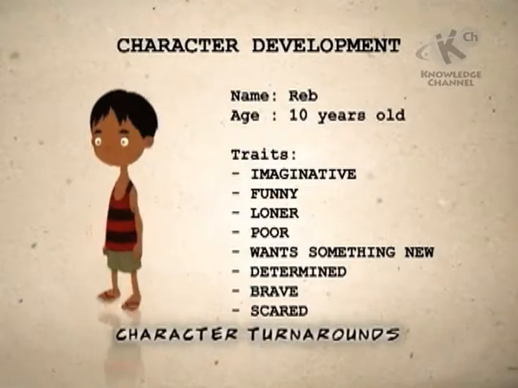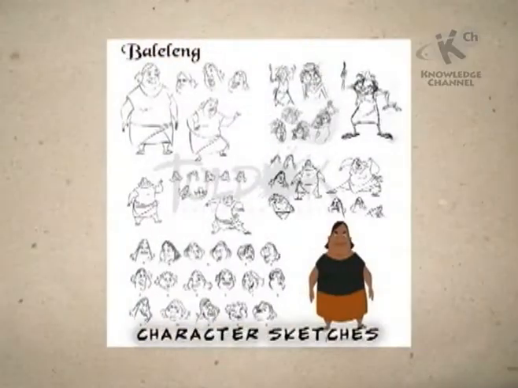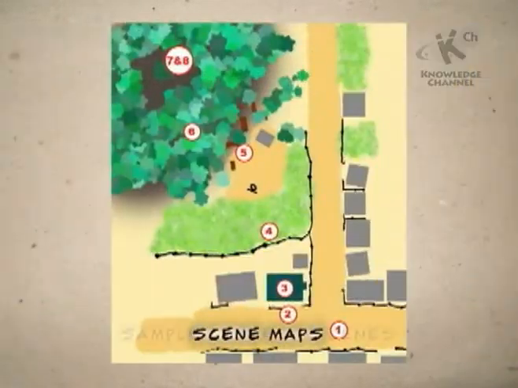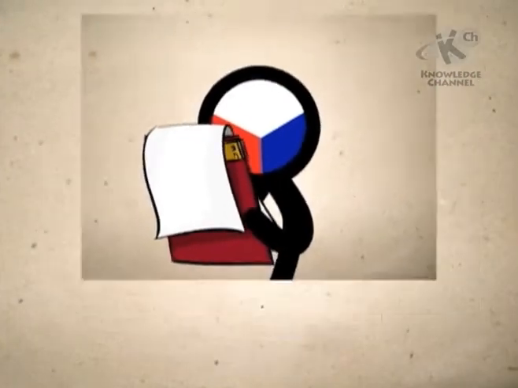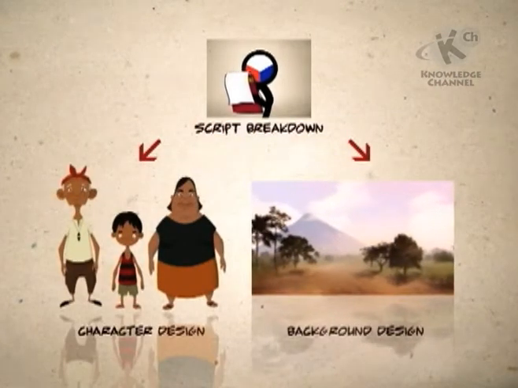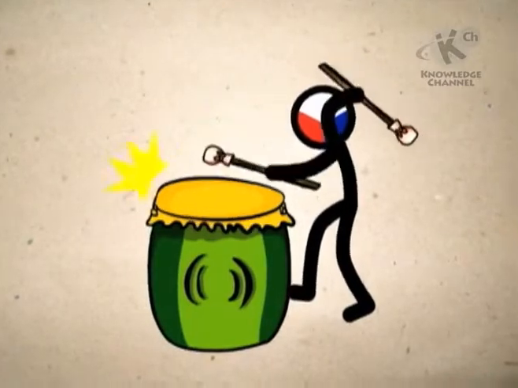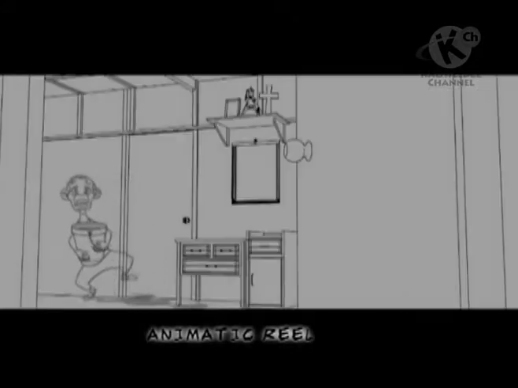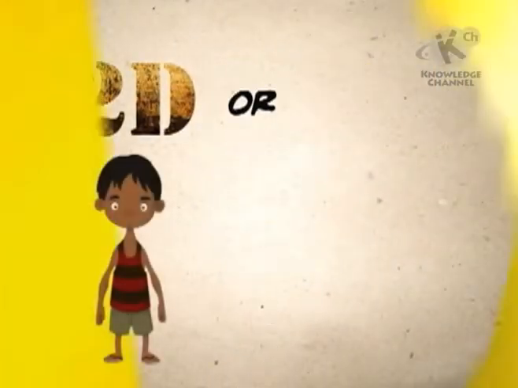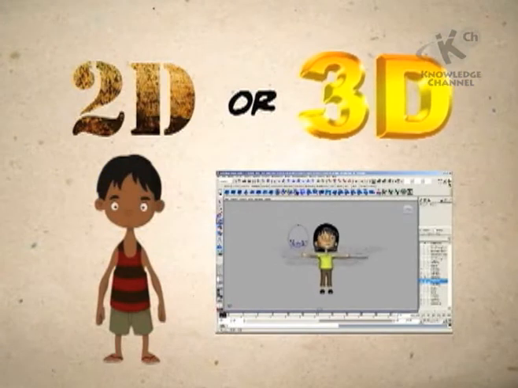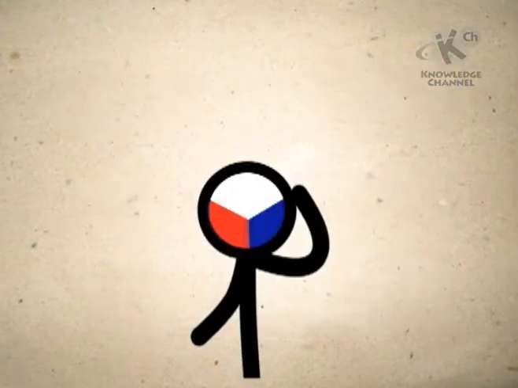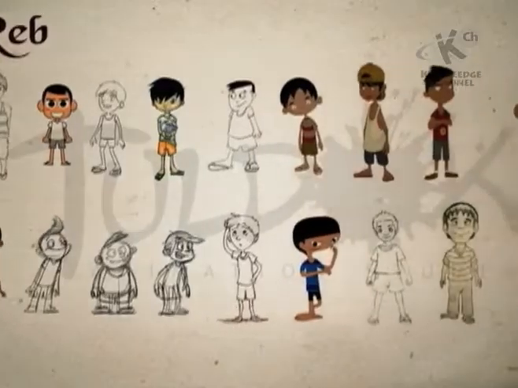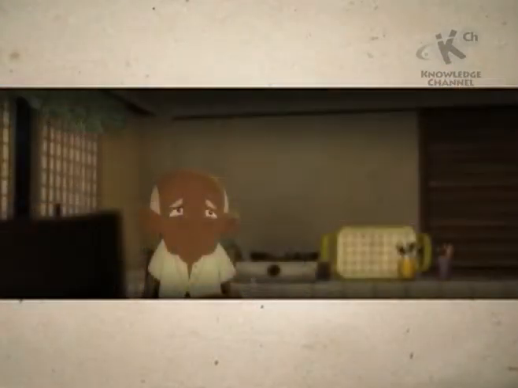In here, you get everything you need ready before you start animating. Break down your script for the character and background design. Start making the sound design and laying it all out on the storyboard and animatic reel. The most important task is selecting what type of animation you want to make. After that is determining the style. What colors will you be using? What will your characters and backgrounds look like?